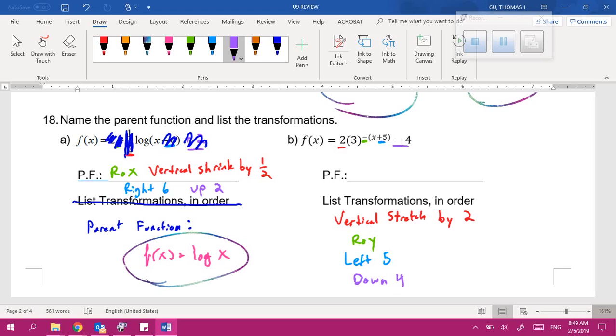So what is your PF? F of x equals 3, what? What did you say, Caleb? 3 to the x, that's right. Because notice you've got to keep the x in there. So 3 to the x, that is your parent function. Even if you crossed everything out, look, you would still have the x there. 3 to the x. That's 18.